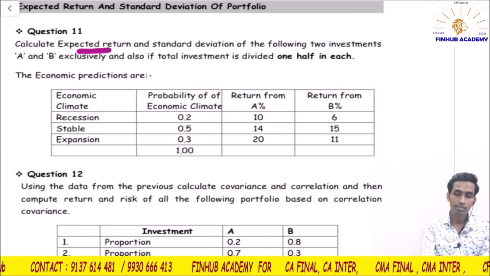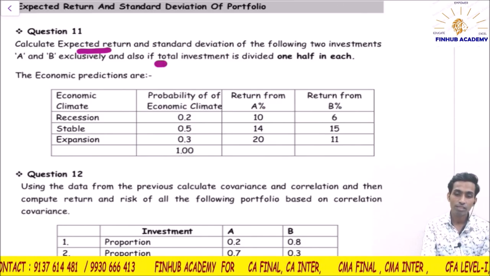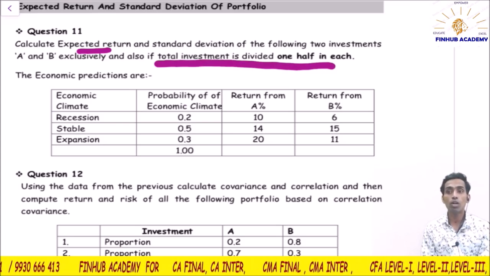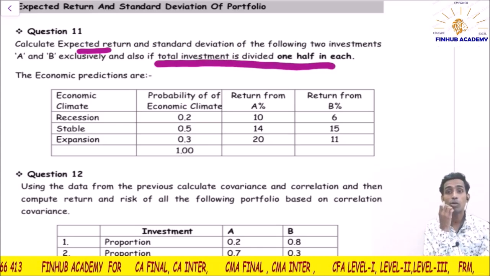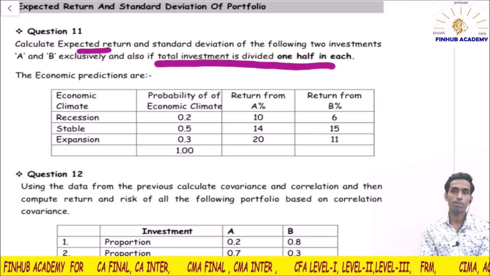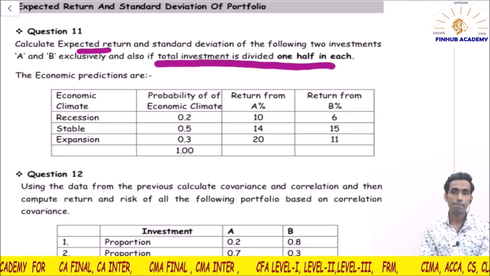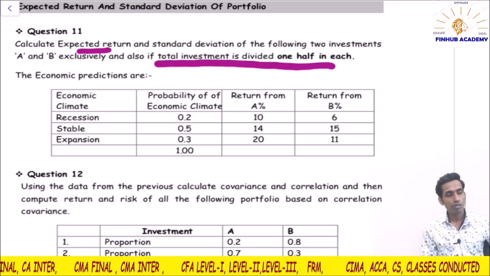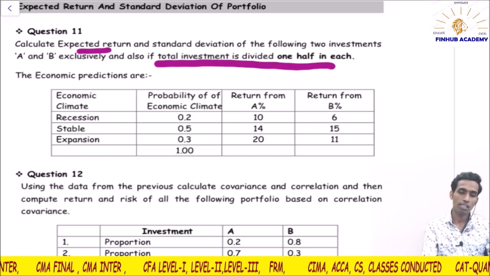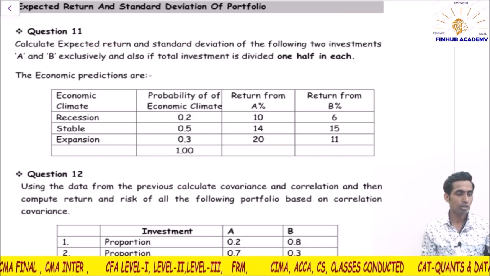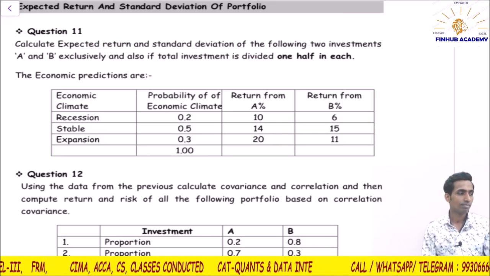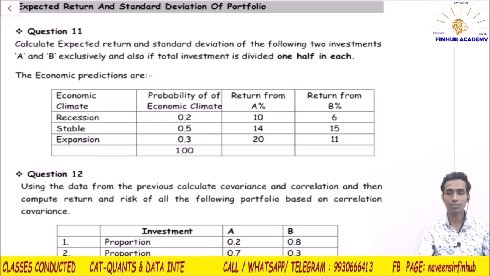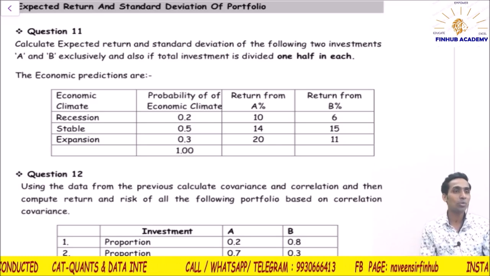Now what are they saying? And also if investment is divided one half in each. One half in each means 0.5, 0.5. Understood? So how to solve for the last part? Total investment probability. What will you do? We first calculate the expected return, and then the standard deviation. What about the portfolio?